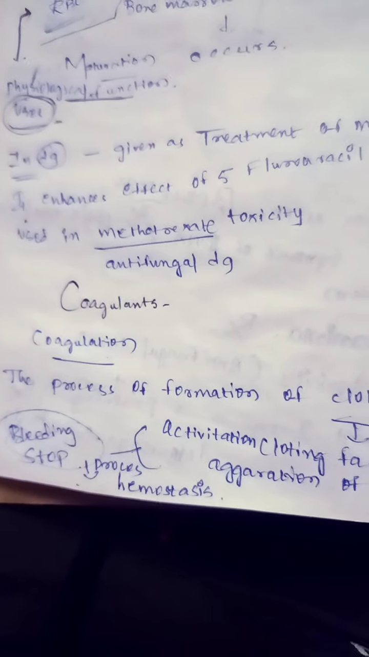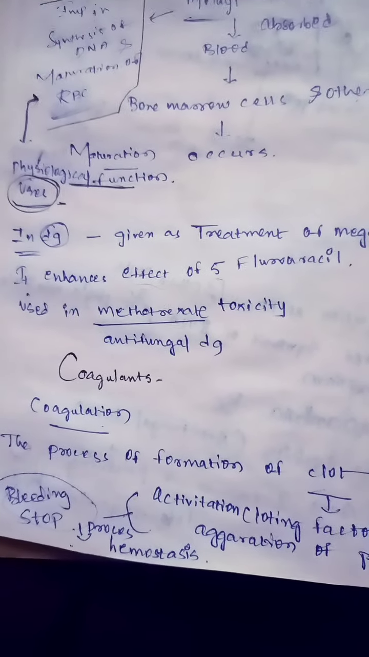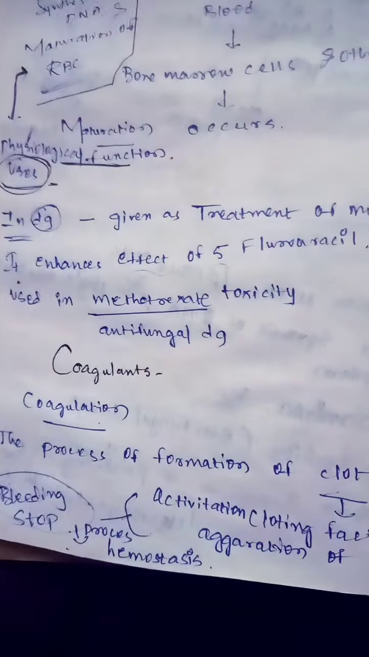Coagulation is the process of formation of a clot. By activating clotting factors like 13, we have an aggregation of platelets. It forms a clot, and it stops bleeding. It is called hemostasis.